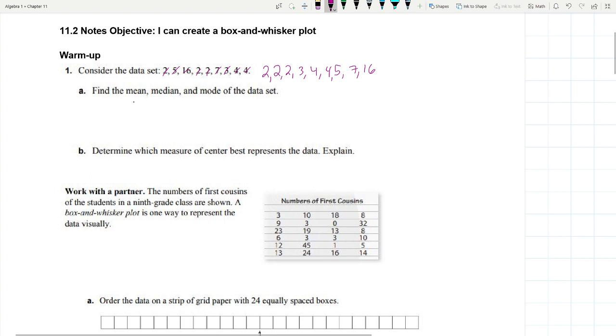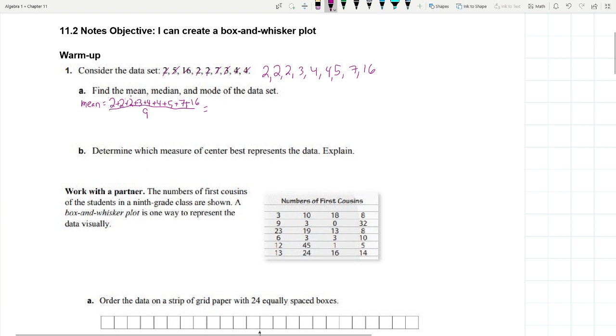Alright, so it asks us to find the mean, the median, and the mode. Just a little refresher on what mean, median, and mode are. Mean is the average. The mean is mean because you have to add them all up and divide by how many there are. So the mean is 2 plus 2 plus 2 plus 3 plus 4 plus 4 plus 5 plus 7 plus 16, all divided by the number of terms there are. There are 1, 2, 3, 4, 5, 6, 7, 8, 9 terms.